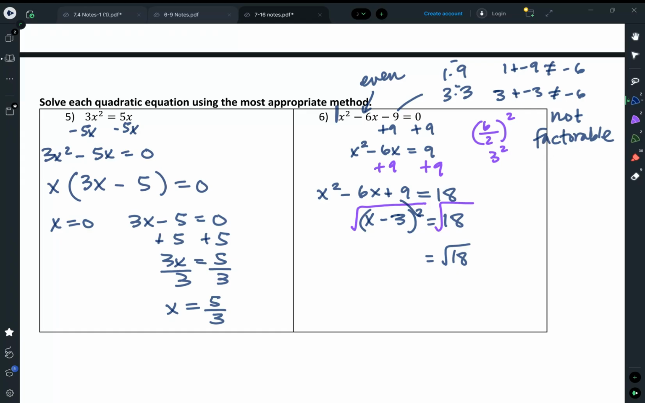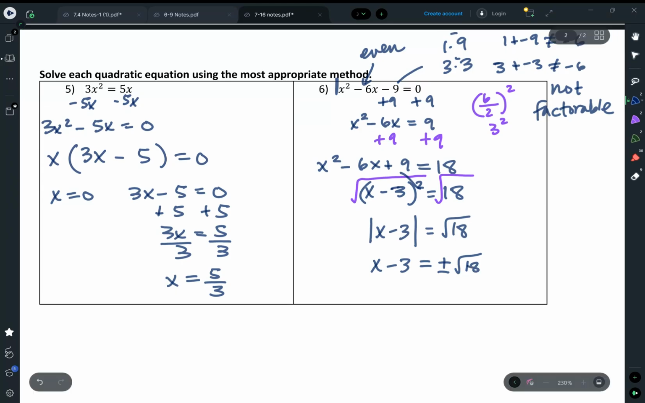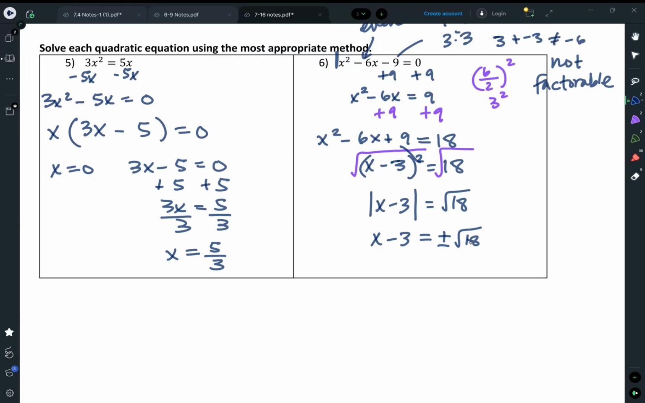On the other side, my square and square root cancel, and I have an absolute value of x minus 3. So this means I could write x minus 3 is equal to positive or negative square root of 18. So we still have to remember our positive and negative, and I have not taken a square root on the right-hand side, so it has to stay with that square root symbol. My last step is adding 3 on both sides, and so I have x equals 3 plus or minus square root of 18.